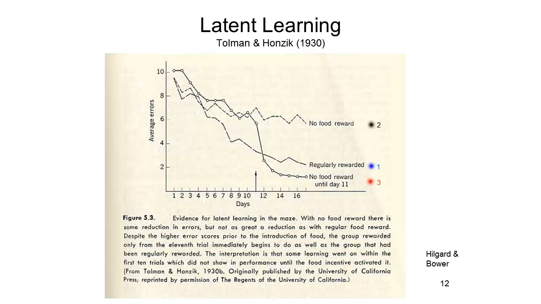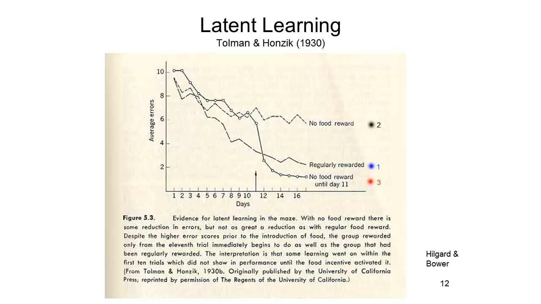The critical group, the third group, got no reward for the first 10 trials, but then reward was introduced on trial 11, again after 10 trials without any reward. For the first 10 trials of the experiment, these animals behaved just like their counterparts in the control group, which never got any reward, because that's what they were. However, on trial 11, they showed an immediate reduction in errors, and subsequently they behaved similarly to group 1, which had been rewarded all along.